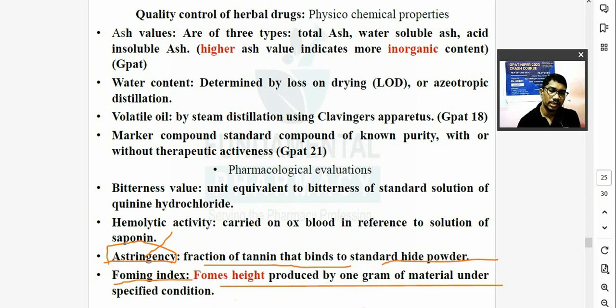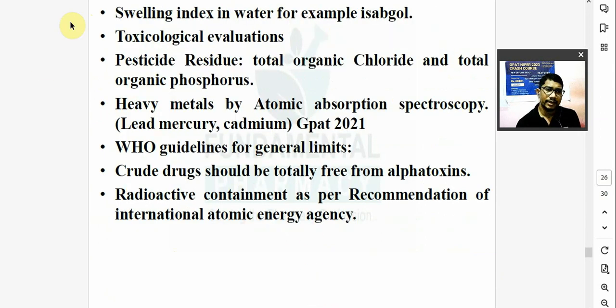Okay? Toxicological evaluation, in that you are going to have pesticide residue, because while cultivating the medicinal plant, you are using different pesticides to control the pest on the plant, right? So there should be a limit of pesticide on the crude drugs. Total organic chloride and total organic phosphorus, these are the measures. Heavy metals के बारे में क्वेश्चन आ चुका है.